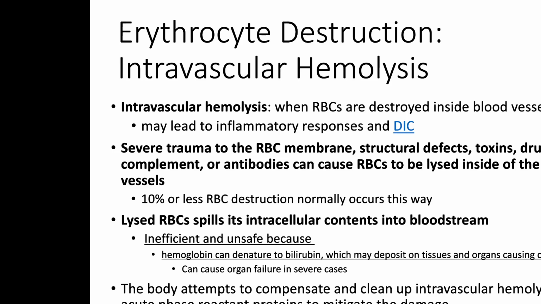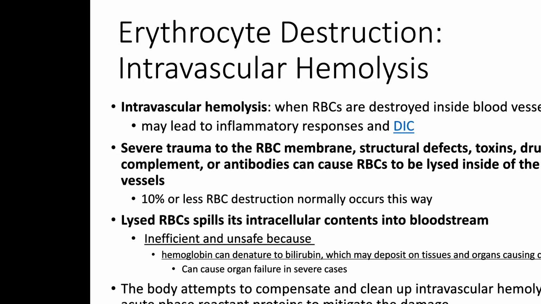However, not everything can happen the way that we want it to. So intravascular hemolysis is when the RBC gets destroyed inside of the blood vessels. And when this happens, it might cause inflammatory responses, or DIC. So severe trauma to the membrane, structural defects, toxins, drugs, complement, or antibodies can cause the RBCs to become spontaneously lysed inside of the vessels. But again, we don't really want red cell destruction to happen this way.